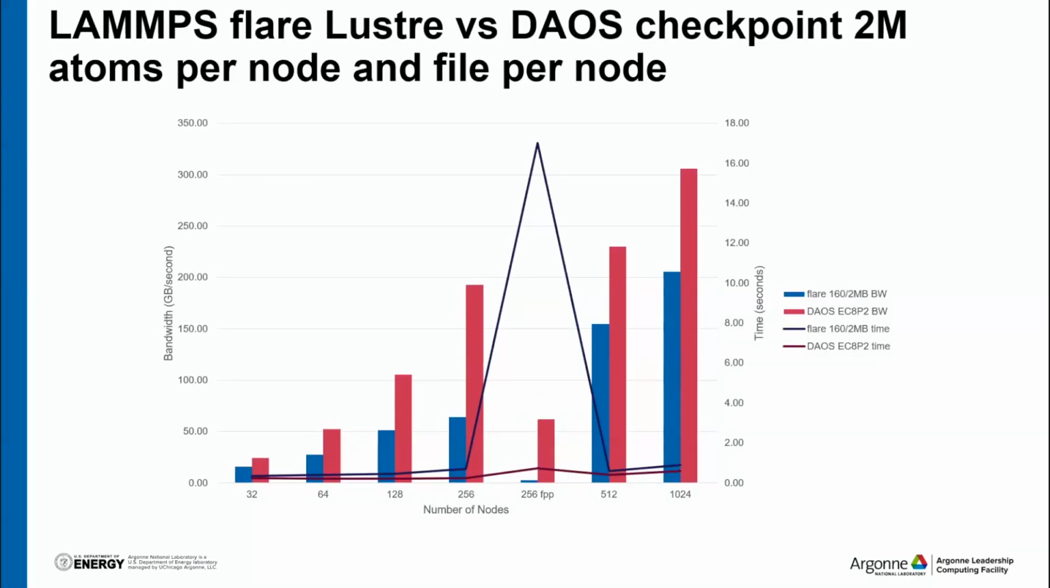And then this is just some data on checkpointing, comparing Lustre with the Flare Lustre system on Aurora versus just 24 nodes of DAOS. Basically, DAOS has much better bandwidth, with much better times than Flare did. Even with LAMMPS, there was actually some extra metadata overhead in there, and even despite that, DAOS was still significantly faster. So that's it.